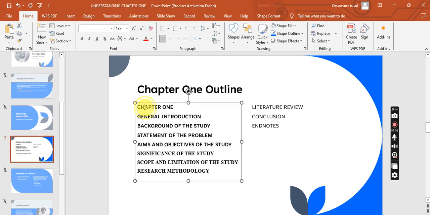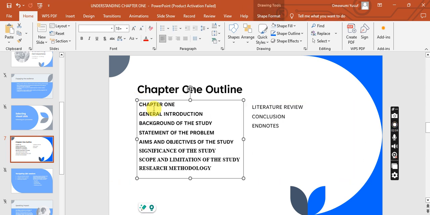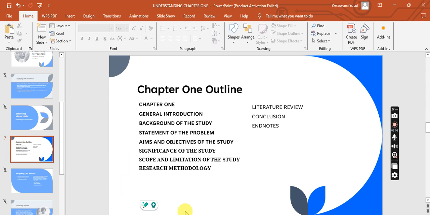The same sub-themes you see here are the same sub-themes in every other department. What is being written might differ, but not totally; it is the same thing. Statement of problem is the research problem statement. Aims and objectives, significance of the study, scope and limitation are still the same thing.